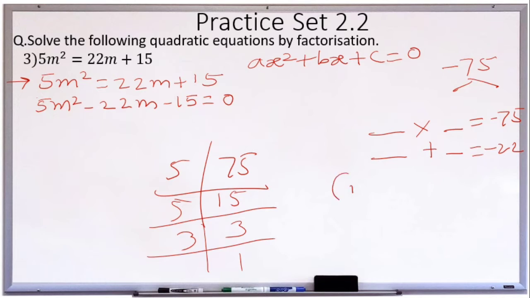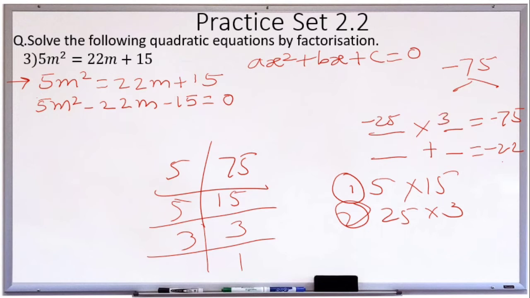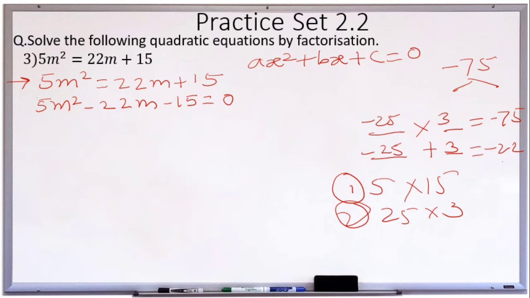So how many possibilities are there? 5 into 15 first, and second is 25 into 3. So clearly you can see here, if you choose the second possibility, that is 25 into 3, that time you will get addition as minus 22. So taking directly here minus 25 plus into plus 3, it is minus 75, and here again minus 25 plus 3, which is equal to minus 22. Now minus 25 plus 3 is minus 22.